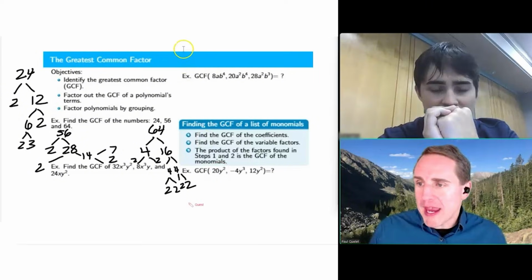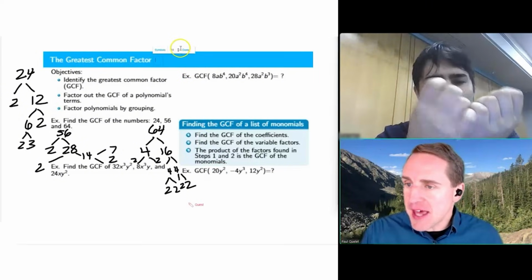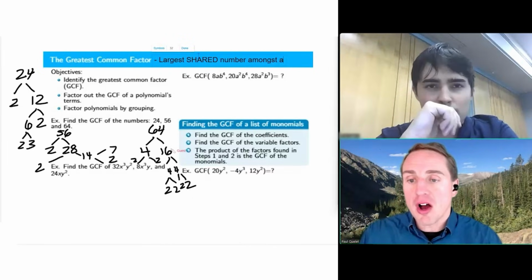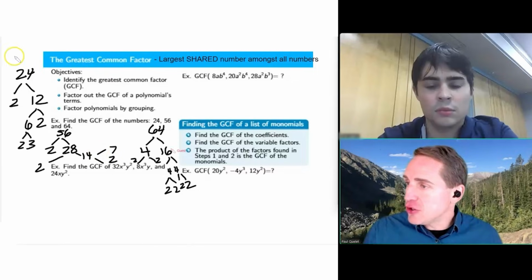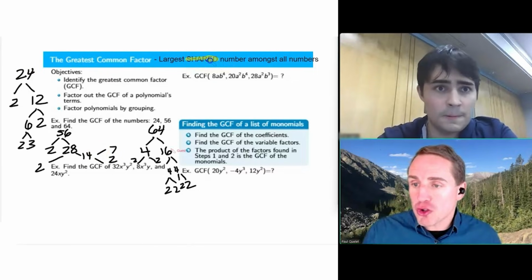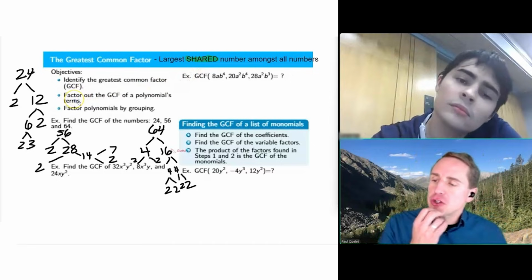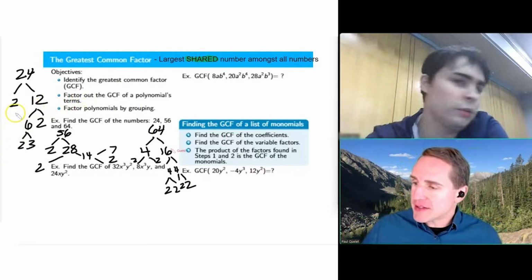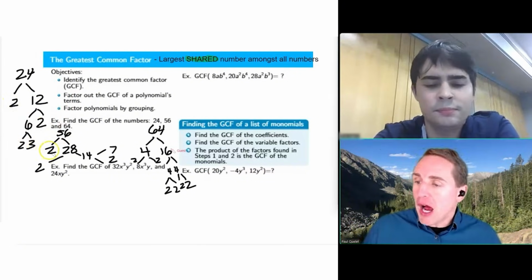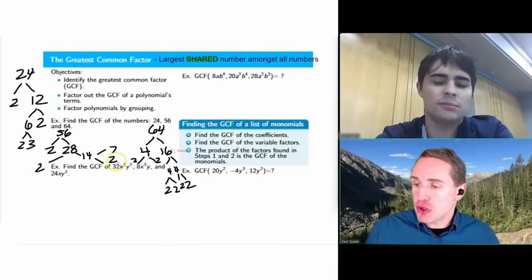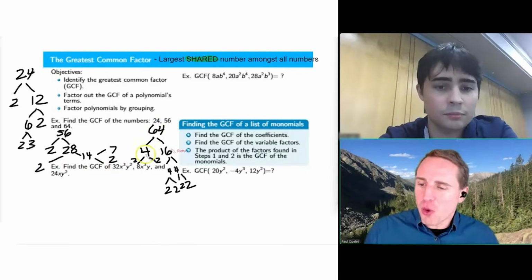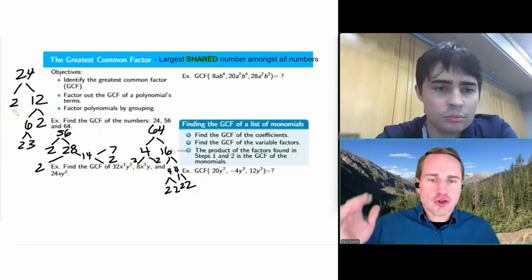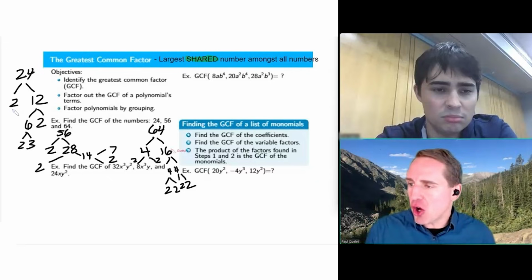One important way to think about the greatest common factor is that it is the largest shared number amongst all the numbers. If I use the highlighter here and I focus on the word shared, I could say, okay, let's look at 24, 56, and 64 separately. I notice that 24 has 2, 2, 2, and 3. I notice 56 has 2, 2, 2, and 7. I notice 64 has 2, 2, 2, 2, 2, 2. So the question is, what trio is actually shared amongst all these numbers?